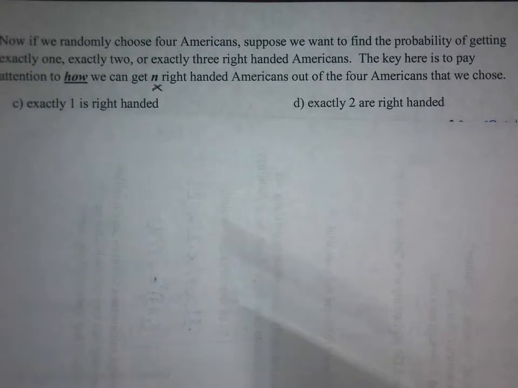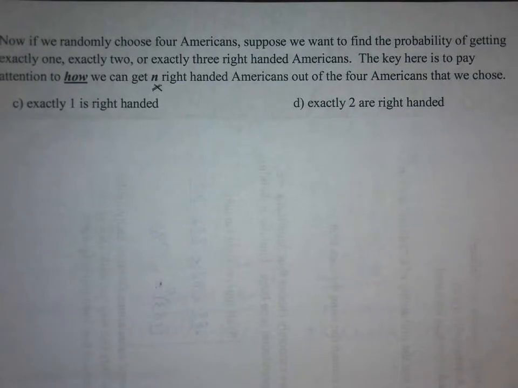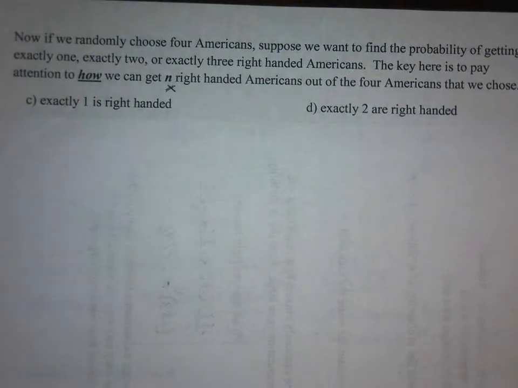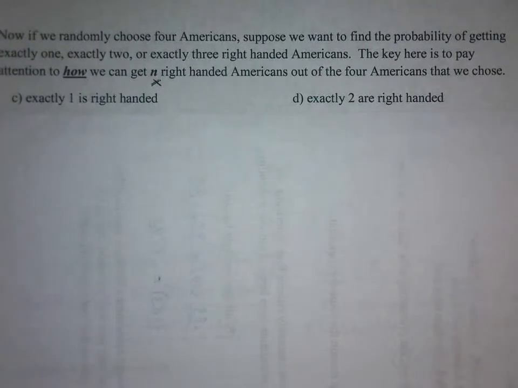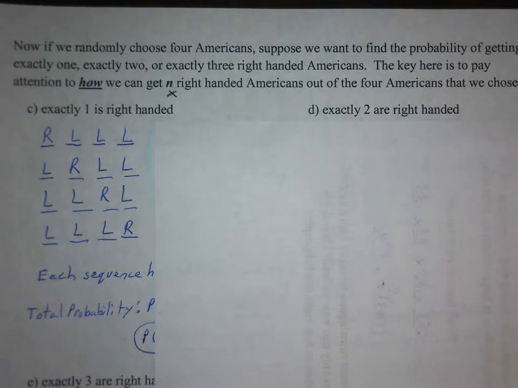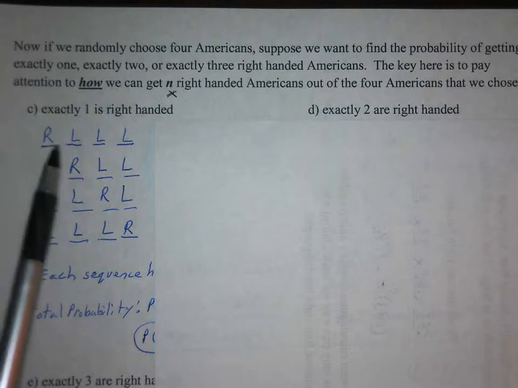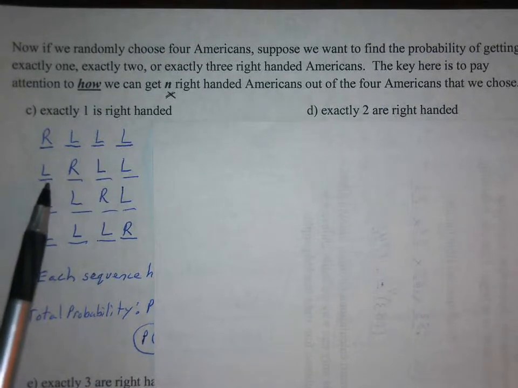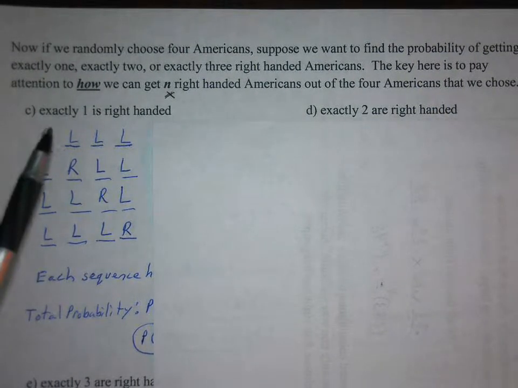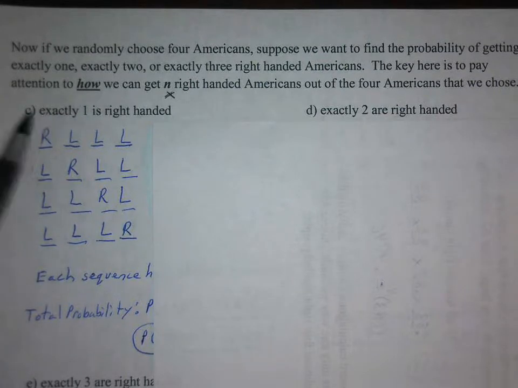Okay, so if we look at exactly 1 right-handed, we need to think about how we can get exactly 1 to be right-handed. Well, it should make sense that when you choose 4 people, to only get 1 right-handed, the first person could have been right-handed, or the second, or the third, or the fourth. And then the other 3 would have to be left-handed. So if you look at the different sequences of how you can get exactly 1 right-handed, the first is right-handed, then the last 3 are left, or the first one could be left, the second one right, and the last 2 left, and so on. So there are 4 different ways to get exactly 1 right-handed.